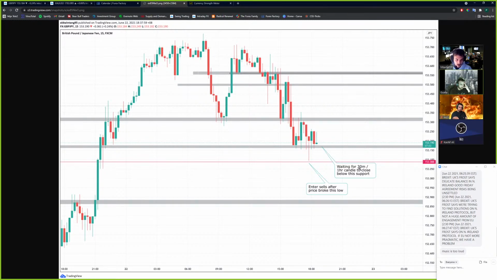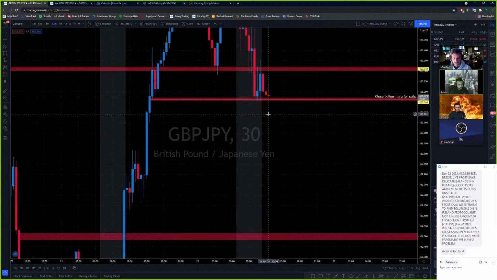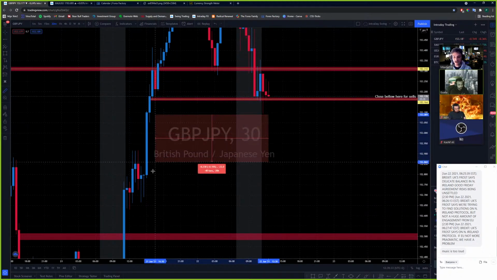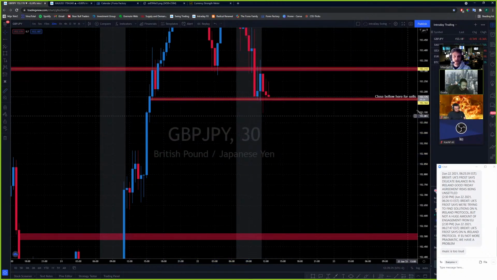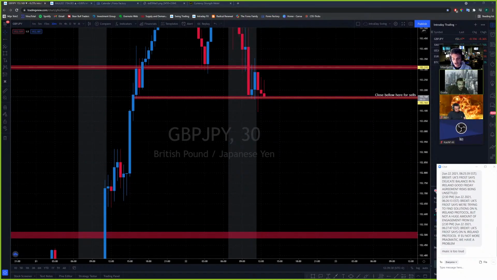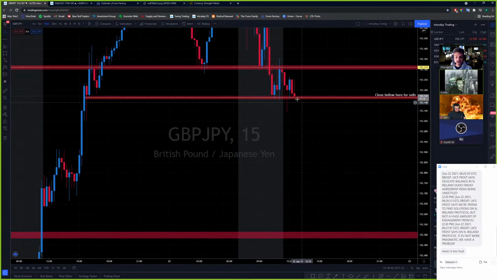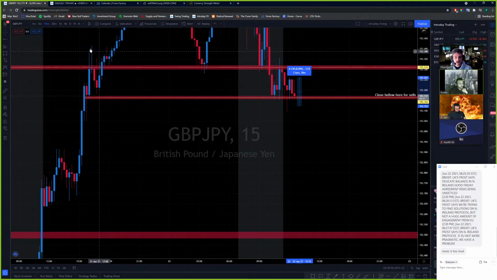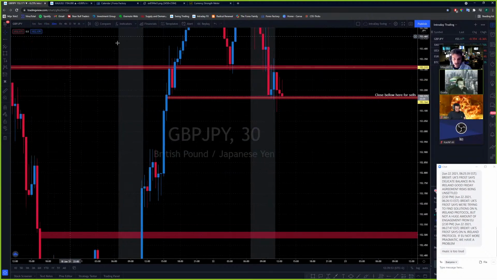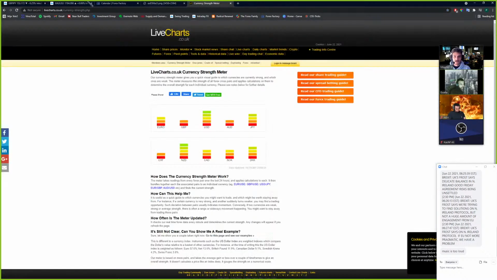Basically, waiting for the 30-minute or 1 hour to close below this support. Enter sells after price broke this low. Okay, so you have two options. Either the 30-minute or 1 hour closes below support, or it breaks this wick and you enter sells. That's pretty good. Then one way or the other, you're going to catch it. I might be looking at even if this 15-minute can close below. I think that can be already a good confirmation if the 15 closes below. We'll see. We'll have to wait and see when it happens.